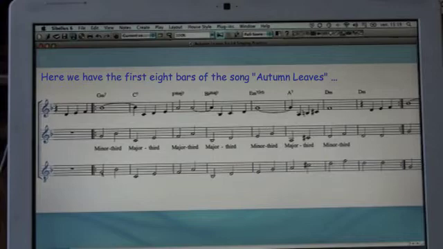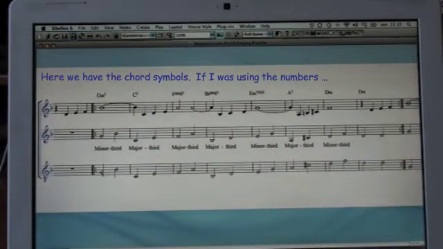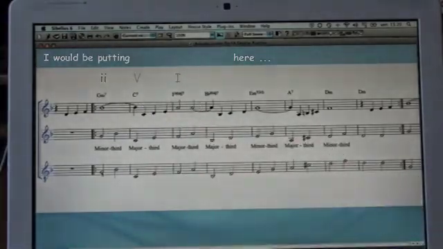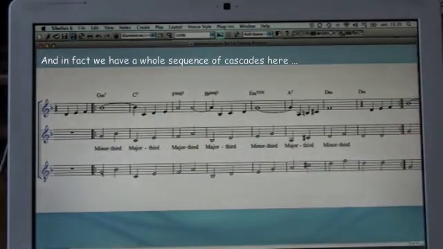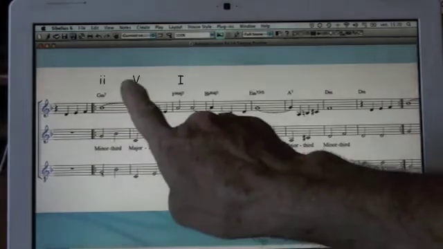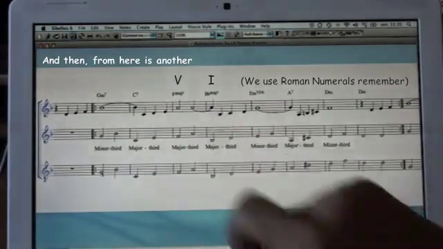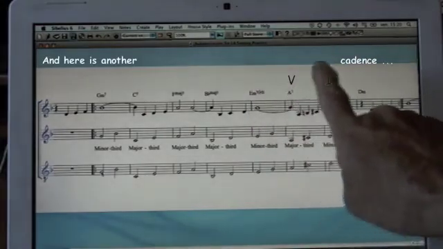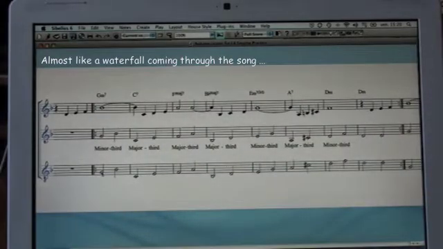Here we have the first 8 bars of the song Autumn Leaves. Here we have the chord symbols. If I was using the numbers, I would be putting 2, 5, 1 here. Does that ring a bell for you? And in fact we have a whole sequence of cascades here. 2, 5, 1, and then from here is another 5, 1, and then here is another 5, 1, and here is another 5, 1 cadence, almost like a waterfall coming through the song.